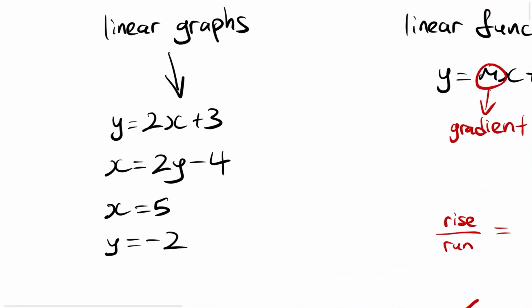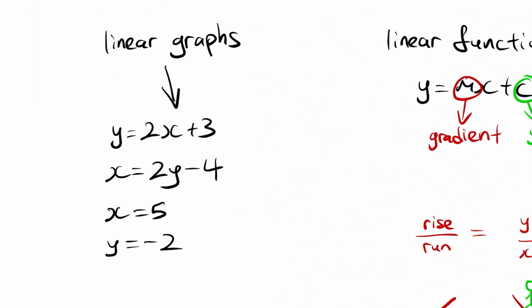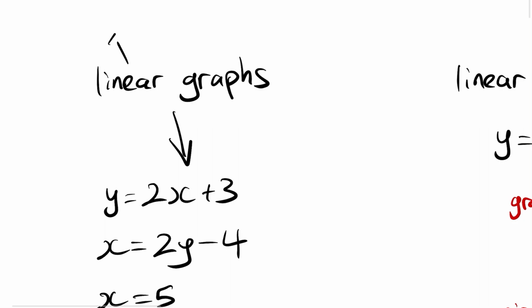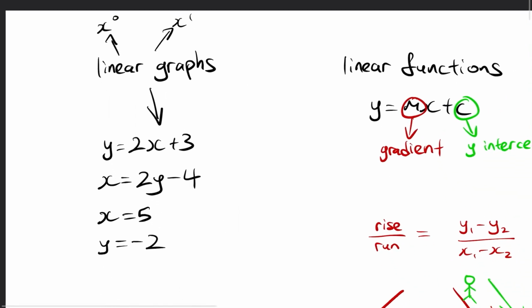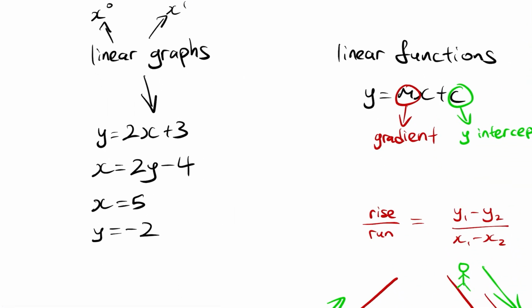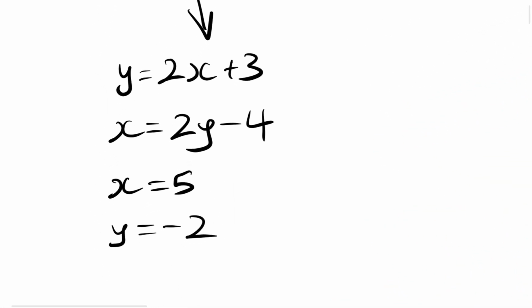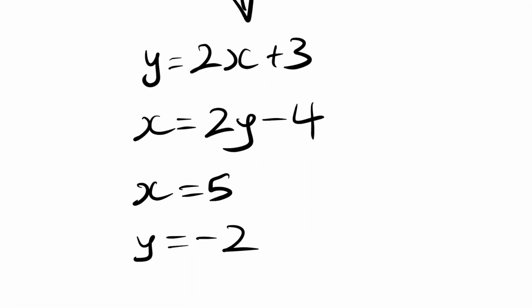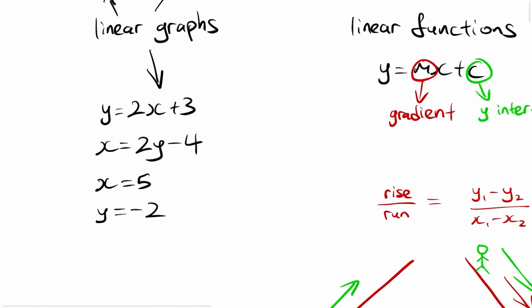First off, we're going to start with linear graphs. Linear graphs either have x to the power of 0 or x to the power of 1. Let's take a look at this. Some examples of linear graphs have equations like y equals 2x plus 3, x equals 2y minus 4, x equals 5, or y equals negative 2. These are some examples of linear graphs.